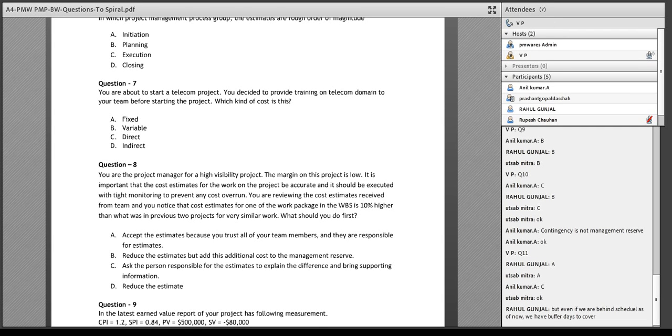But even if we are behind schedule, as of now, we have buffer days to cover. We don't know about buffer days to cover. These are not buffer, they are float. The float means it is already existing in the system. This float may not be usable for the critical activity, right? It is on the non-critical activity. Float is always on the non-critical activity. How is it going to help?